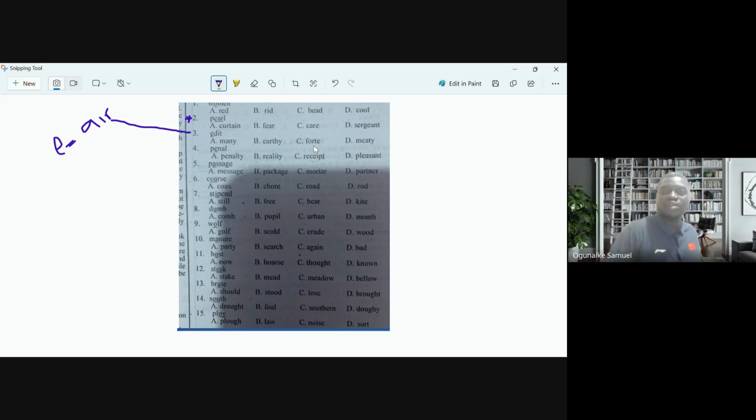Forte, you don't get A. Meaty, you don't get A. LD, the LD way did this one a long one. EAR is not long. You just need to master that. So very easy. So this one now, the answer now.